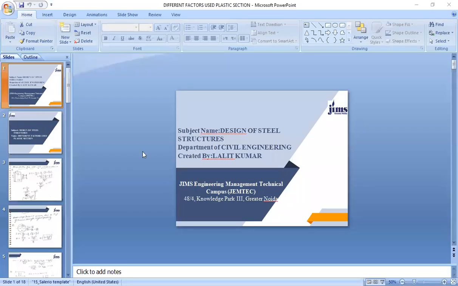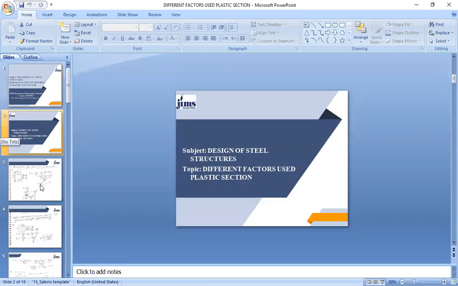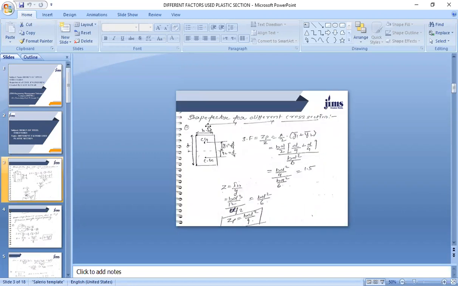Hello students, today we will discuss different factors used in the plastic analysis. In the previous slide we discussed the shape factor. Here, once again, the shape factor for different sections.